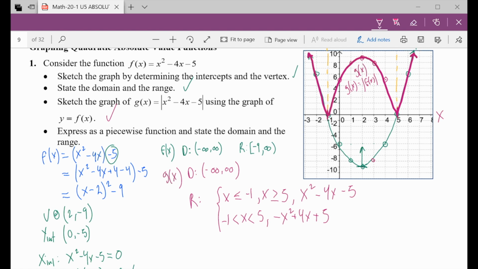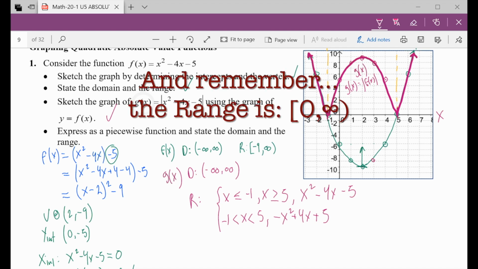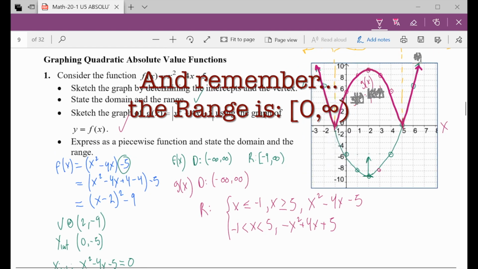Take a moment there and see what we did to get the reciprocal. We simply changed the signs on every part of the function. x squared becomes -x squared. -4x becomes positive 4x. And -5 becomes positive 5. Boom. We got it. This is all you need to do. It's not that hard once you get your head around a couple of things.